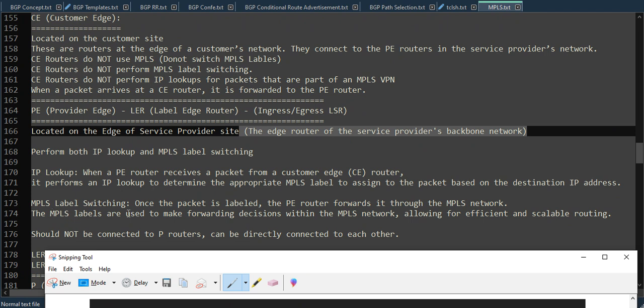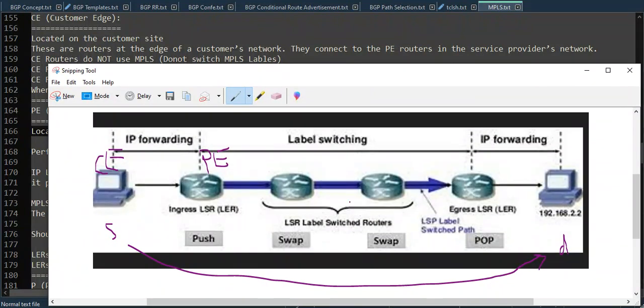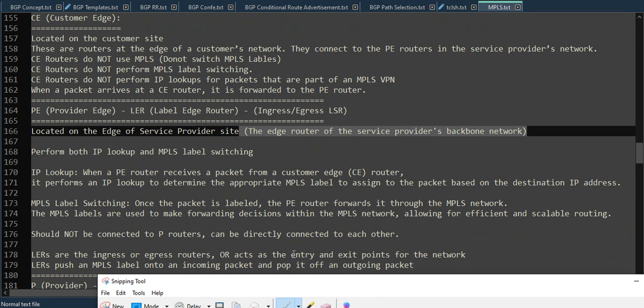And the other one is MPLS label switching. Once the packet is labeled, the PE router forwards it into the MPLS network. The MPLS labels are used to make forwarding decisions within the MPLS network, allowing for efficient and scalable routing. And this CE router shouldn't be connected to P routers. These are P routers, and they can be directly connected to each other.